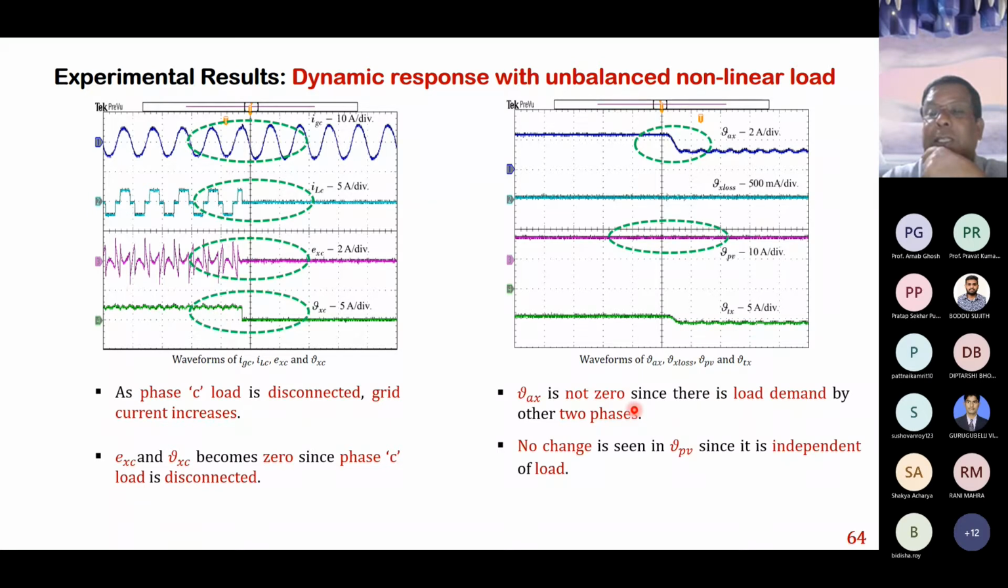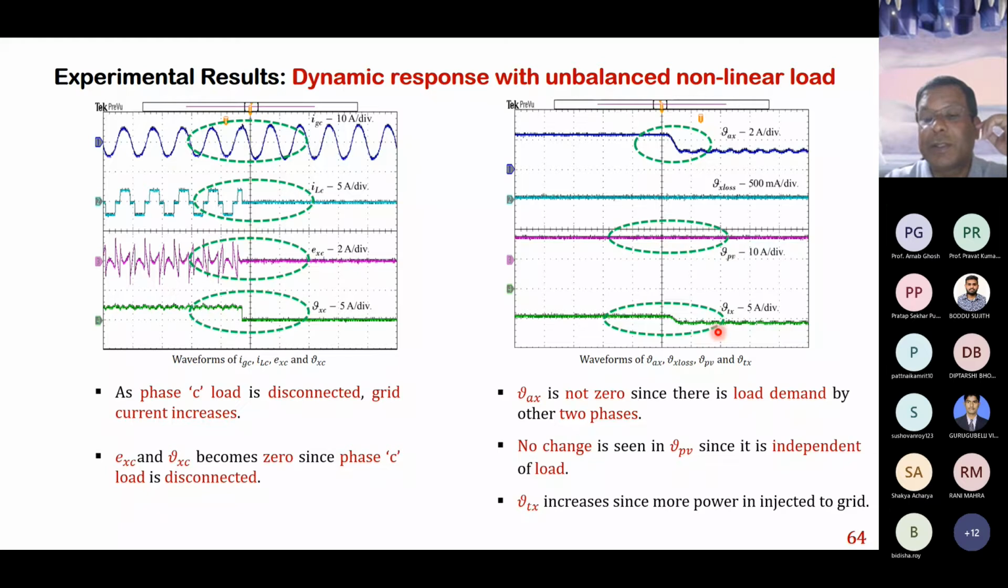VAX is not zero since load demand by the other two phases is there, and there is no change in the VPV signal as it is independent of the load. VTX increases since more power is injected into the grid.